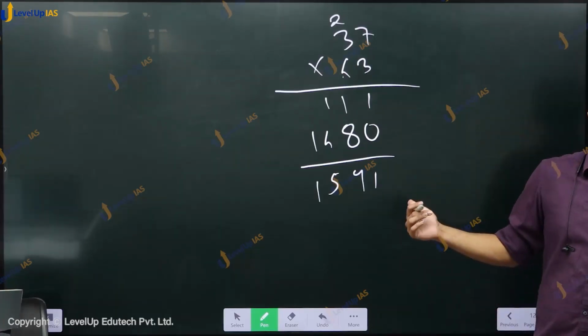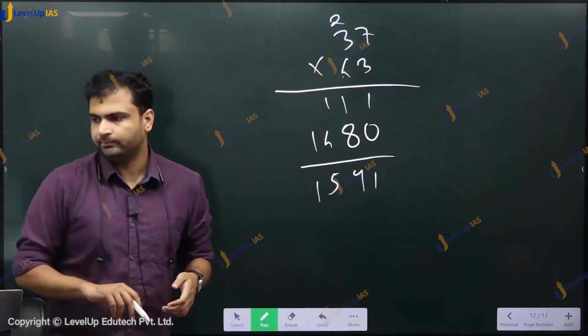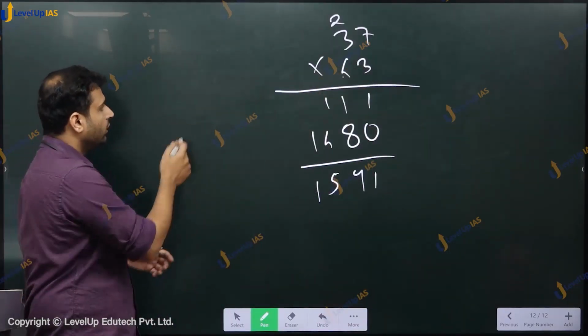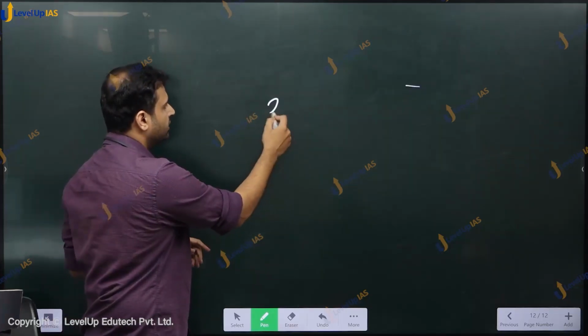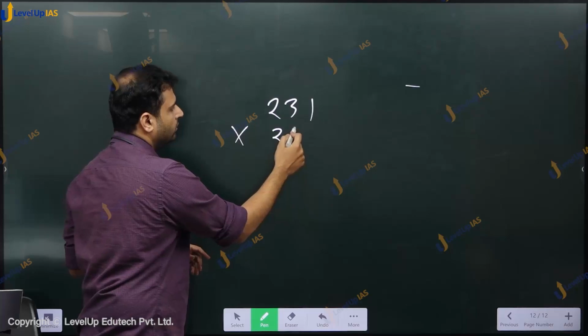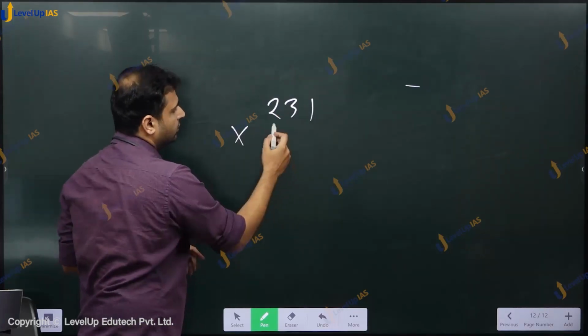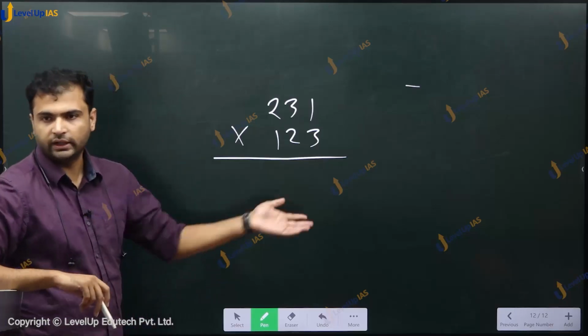Do you remember this? Sure? Do it and show me, somebody. Let us take random numbers. 231 into 21, so 123. How will you do this? Do it and show me.